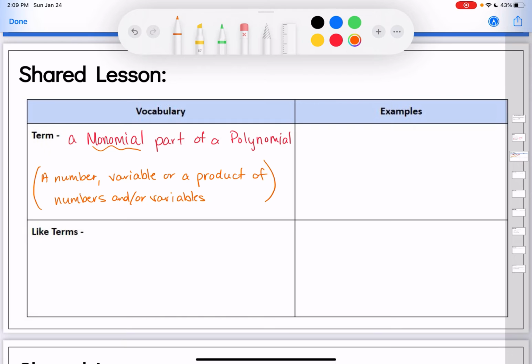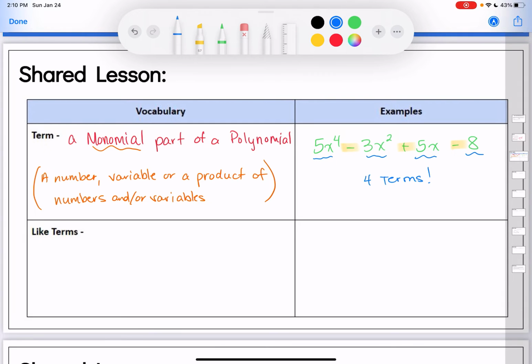All right. So again, a term, if I give you an example here, if I have a polynomial that is, say, 5x to the fourth minus 3x squared plus 5x minus 8. All of these pluses or minuses are separators of terms, right? So I'd have 1, 2, 3, 4 terms in this polynomial.